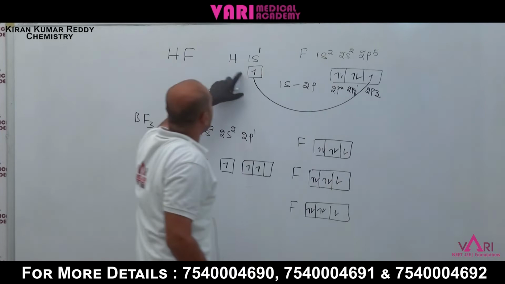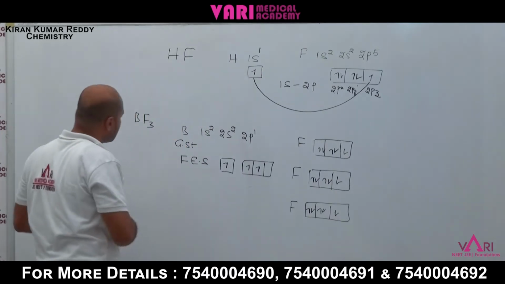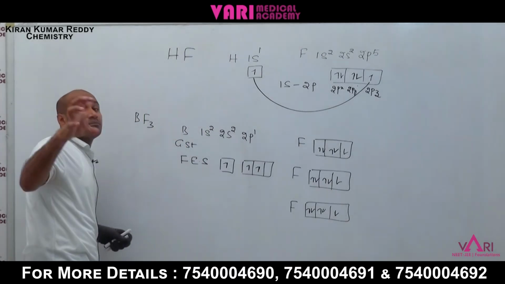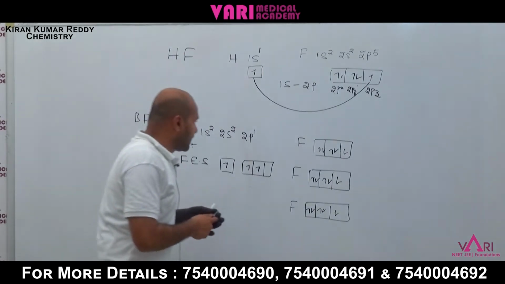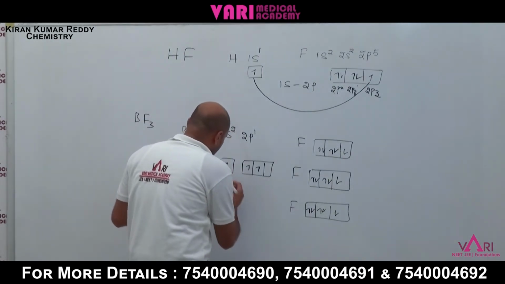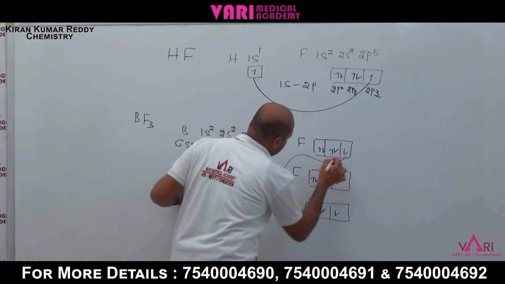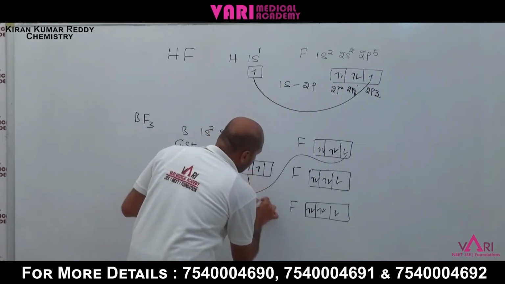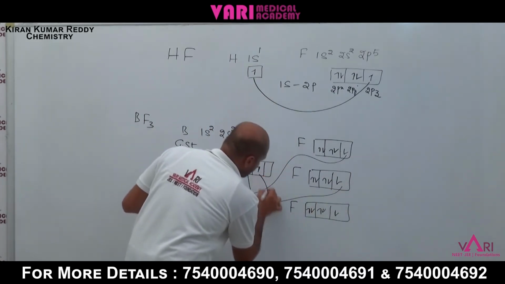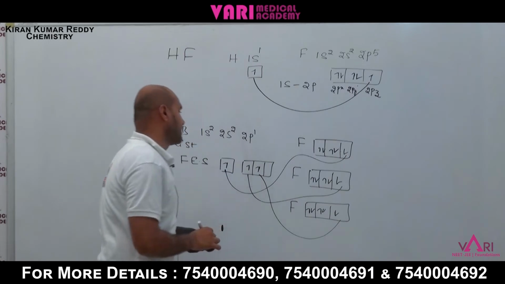This is how the sigma bond is formed. Here is BF3. How many sigma bonds? 3 sigma bonds are present. Now I am writing this one s orbital mixing with this one, and this one is mixing with this one. This one is overlapping with this one.